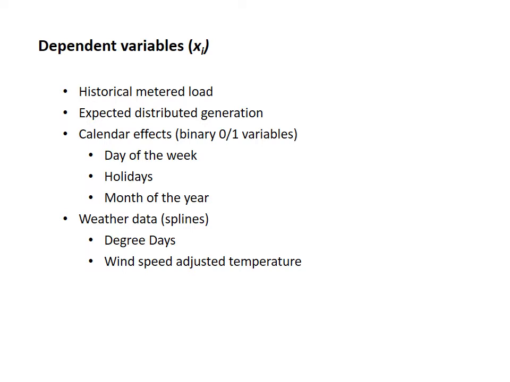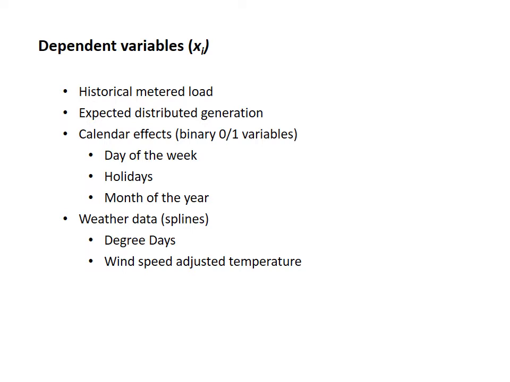So let's go through some of the dependent variables in this regression equation. The first would be actual load, right? So actual historical metered electricity demand. And then we'd have maybe expected changes in distributed generation, so something that would potentially decrease load out into the future.